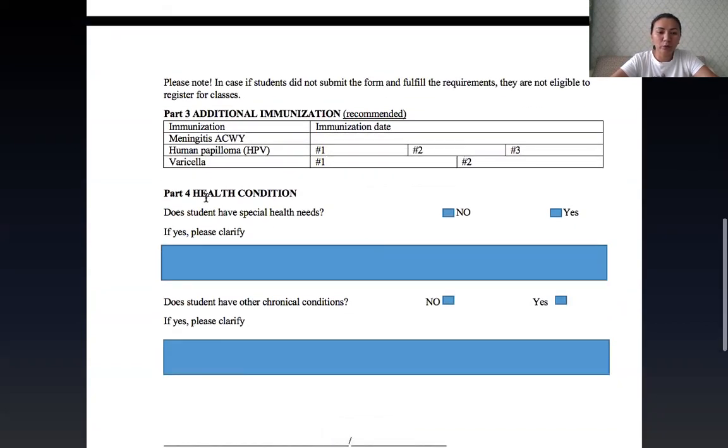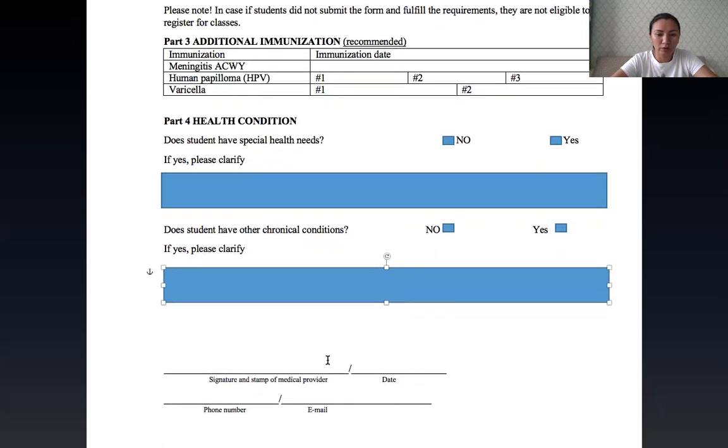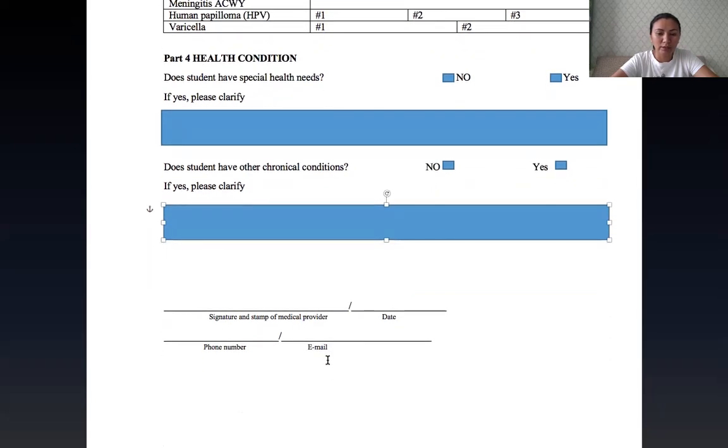Okay, part 4, it's the health condition. If you have any special needs required for you, please indicate here. If yes, the health provider needs to explain what kind of health condition you have and what kind of needs you may have. And students with chronic diseases also need to indicate if they have chronic conditions and identify in this column what kind of chronic conditions the student has.